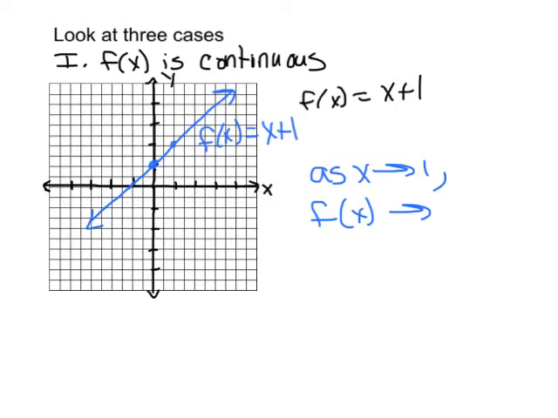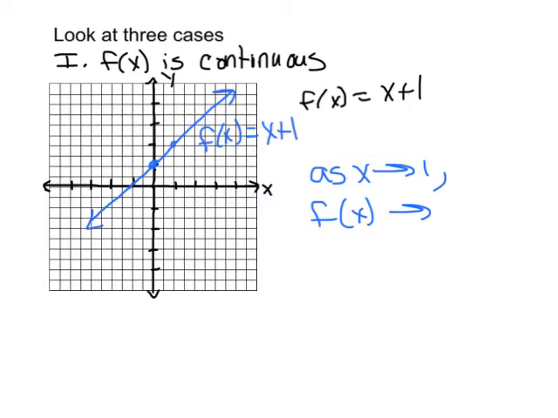The first case is the fact that f of x is a continuous function. Here we have our standard linear function, f of x is equal to x plus 1. It's a line. It is everywhere continuous. There are no vertical asymptotes. There are no holes, nothing.